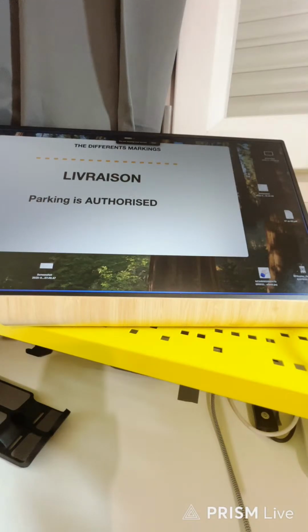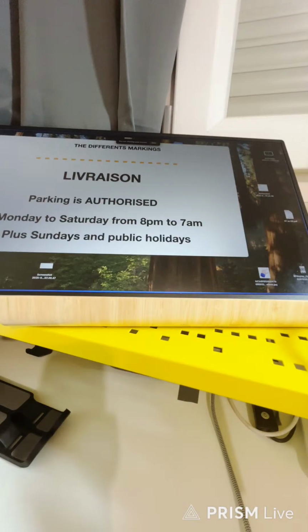Okay, from Monday to Saturday, 8 p.m. to 8 a.m. Anywhere that you see this broken line that is reserved for livraison, you are allowed to park Monday to Saturday, 8 p.m. to 8 a.m., because this place is reserved only for livraison, and livraison don't work in the night, they work only during the day.